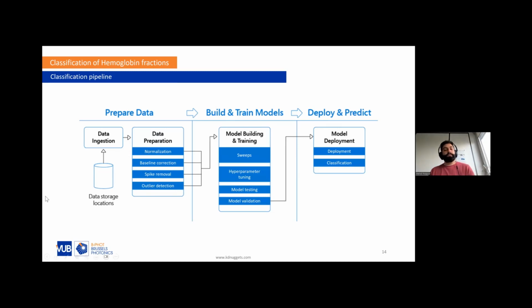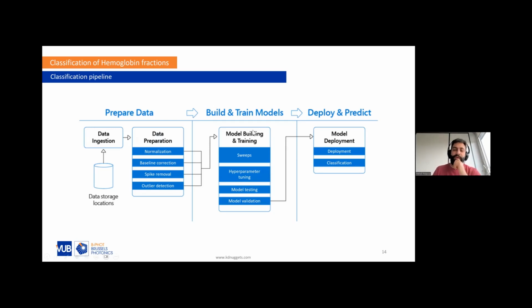So the classification pipeline goes as this. So first you need to prepare your data. Yeah, so you collect your data, and then you need to actually prepare it in order to give it to a classification algorithm. Now, in the preparation step, you normalize the Raman spectra, you correct their baseline, you do artifacts removal, like, for example, spike removal or outlier detection, and other steps.